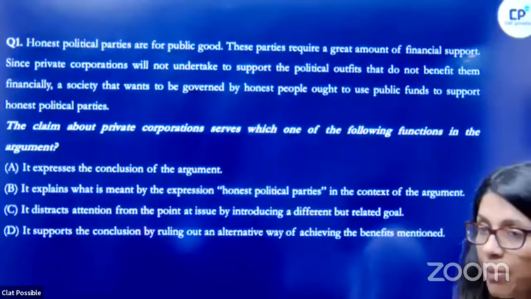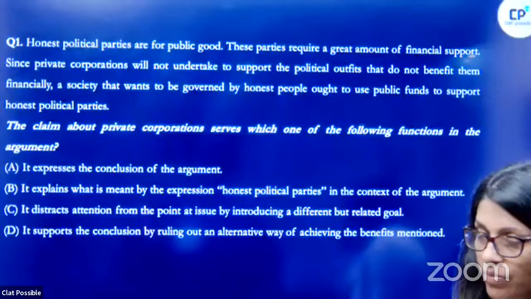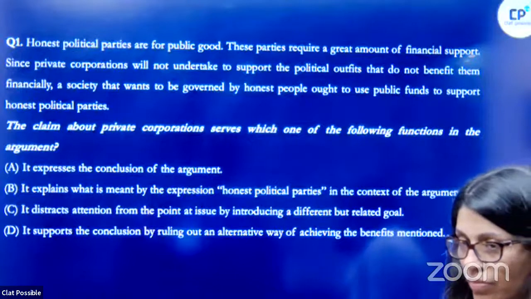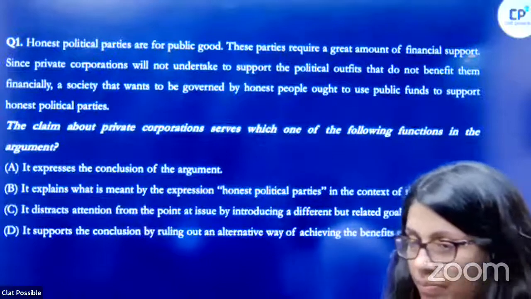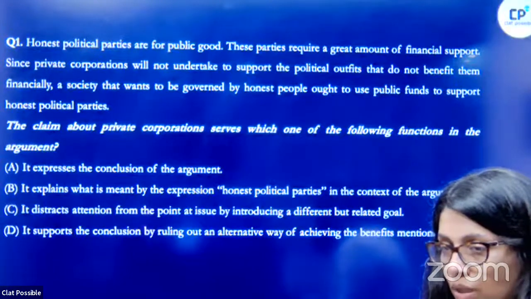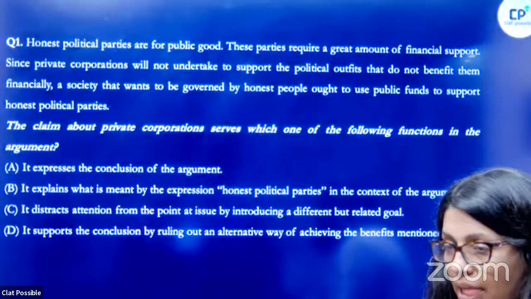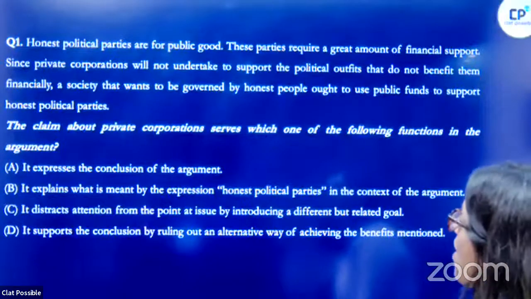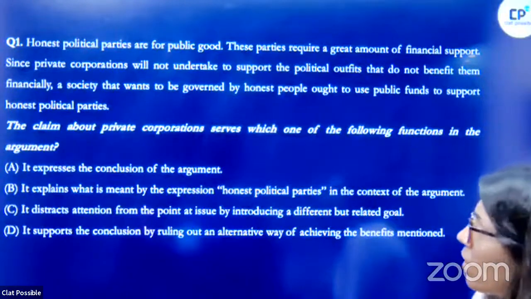So this is a typical method of reasoning question. What is the role played by private corporations? Yes, assumption is a missing premise. That is correct, Astha Singhal. Already, some answers are coming in which are correct. So what is the role played by private corporations? Please note that private corporation is written after the word since.